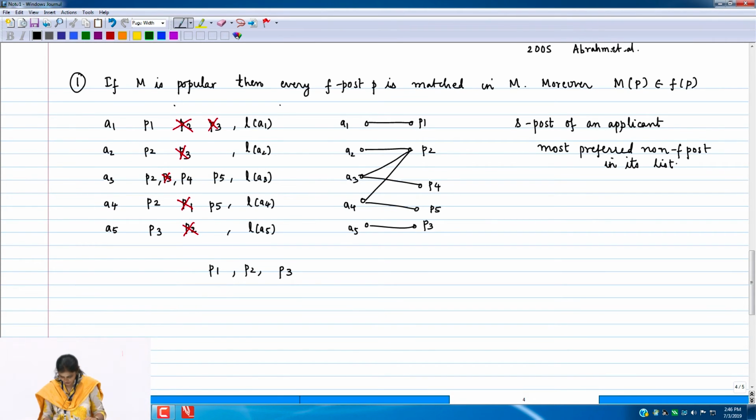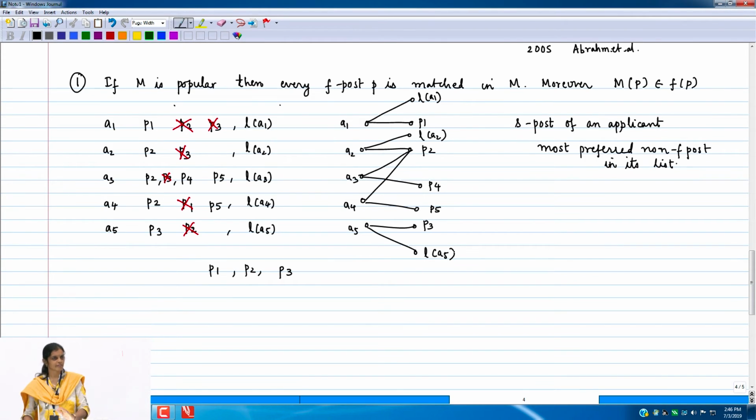So let's do that. Here we have added some, but we have some more edges to add. A1 can get assigned to L of A1. A2 also has L of A2. A3 already has P4, A4 already has P5, A5 has L of A5. So this is what we have.